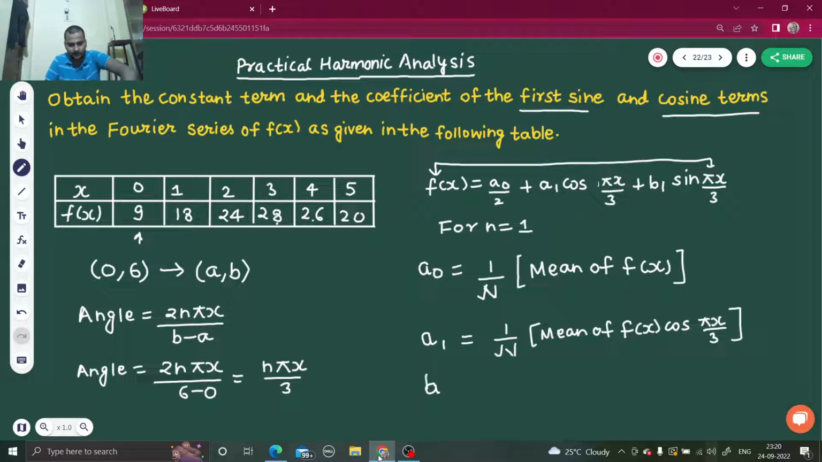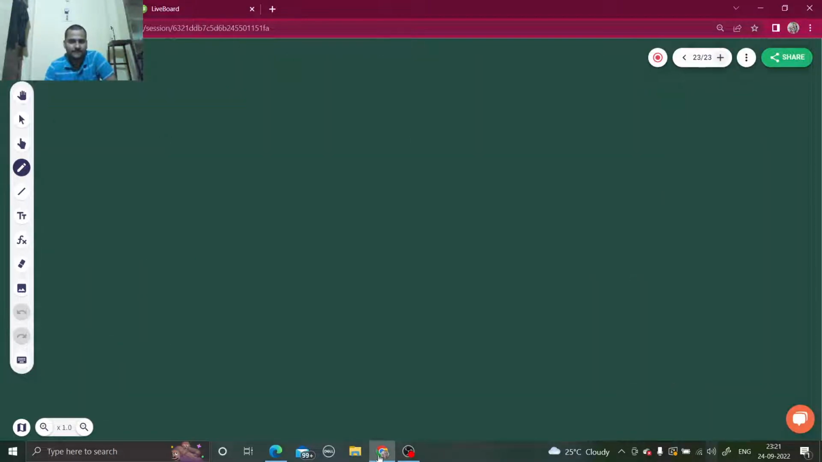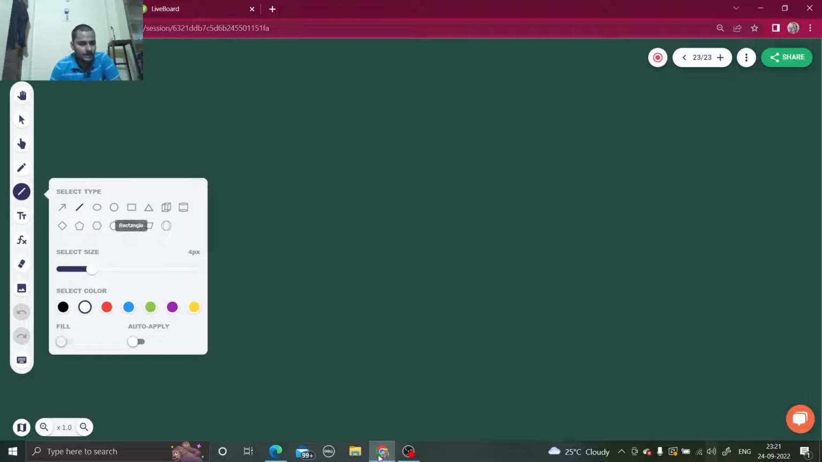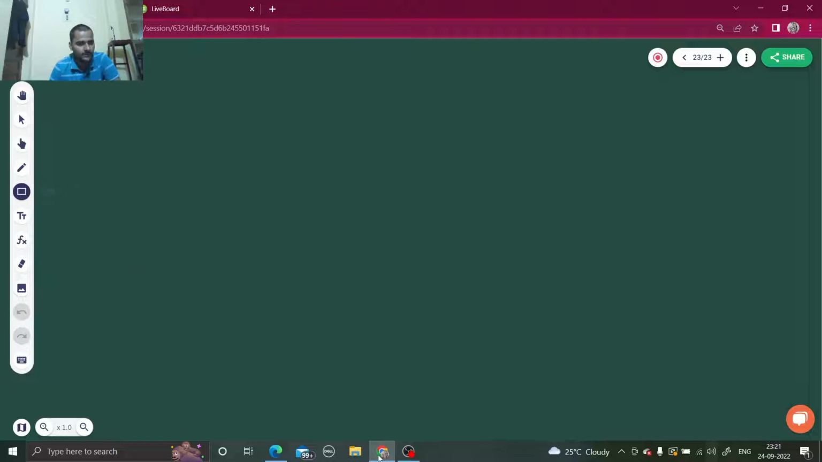And for b1, 1 by n times the mean of f(x) multiplied by sine pi x by 3 type terms. So let's find them one by one. We'll make a table, and keep your calculators handy, that will help you. Let's see if I am able to make a better table with the help of this, otherwise I will draw it manually.